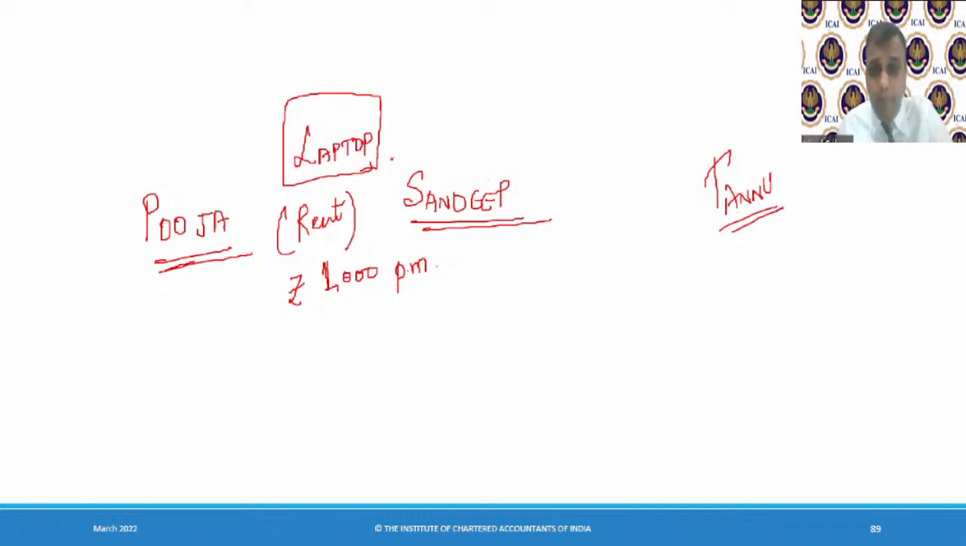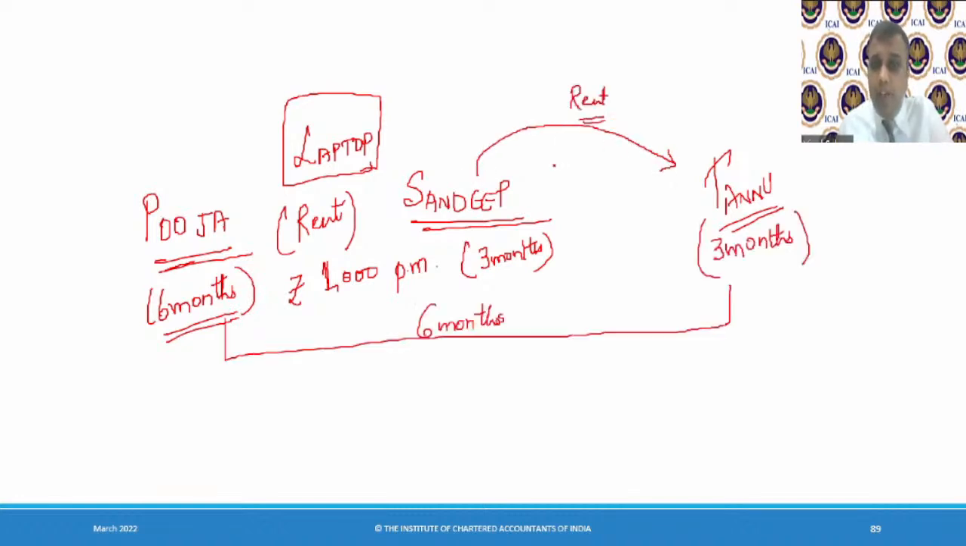Sandeep requires a laptop for 3 months. Pooja gives it on rent for 6 months. Pooja says, return the laptop to me after 6 months. So Sandeep further gives the laptop to Tanu at the rate of 1,200 rupees per month. So this is called subletting, giving or letting.